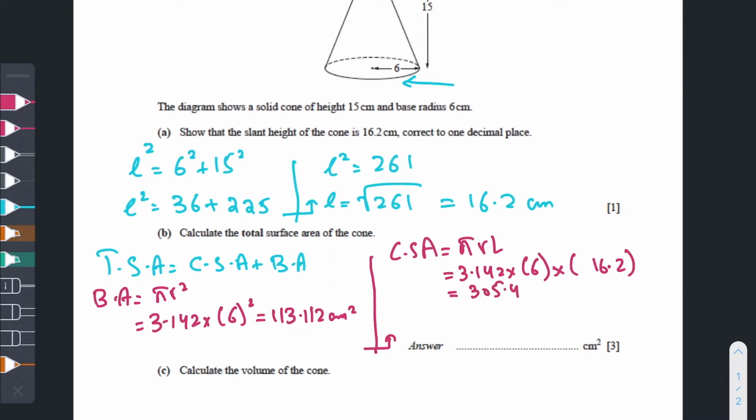Now let's add the two. You add 113.112 plus 305.4. This equals 419 centimeters square. That is the total surface area of this cone. So this is 419 centimeters squared.